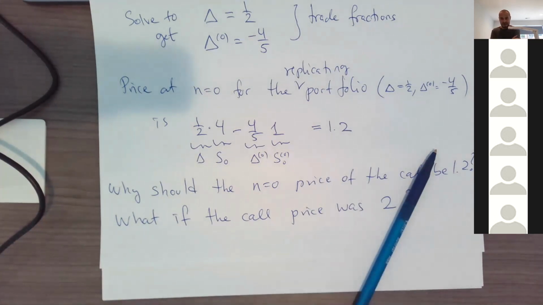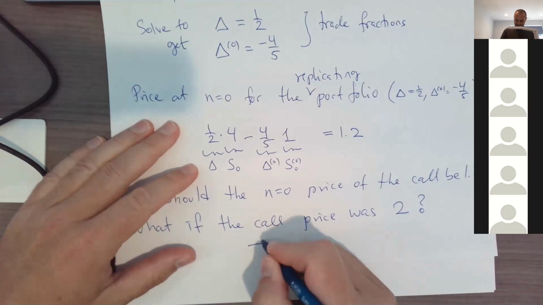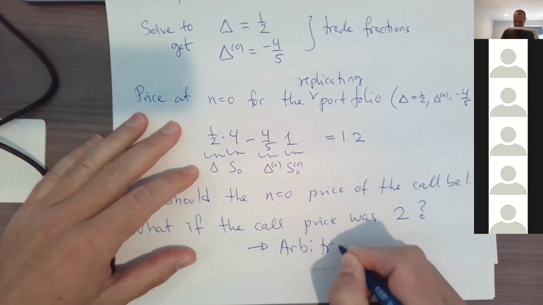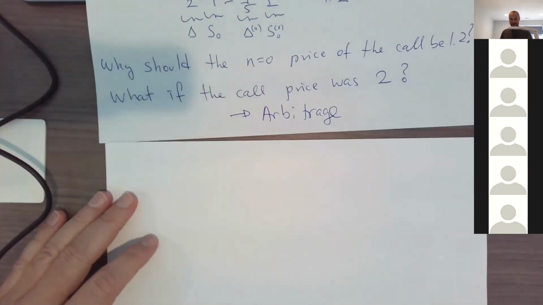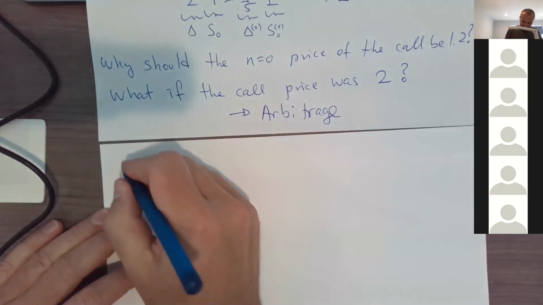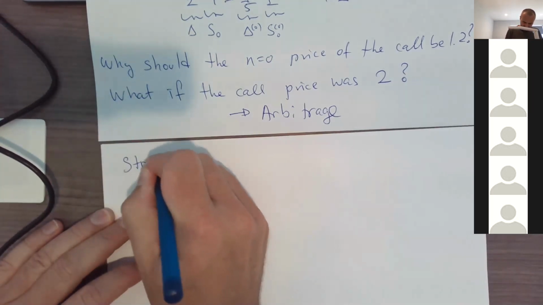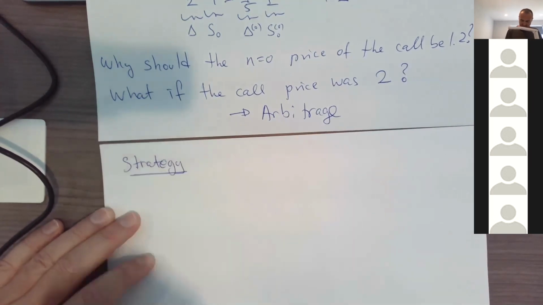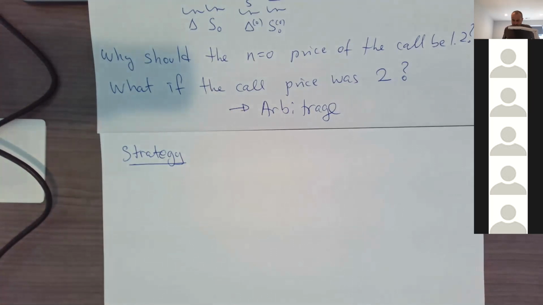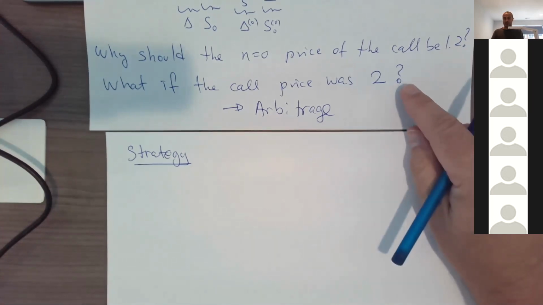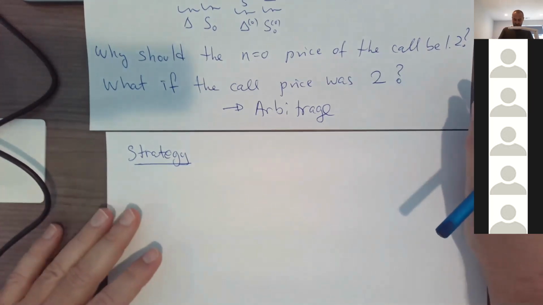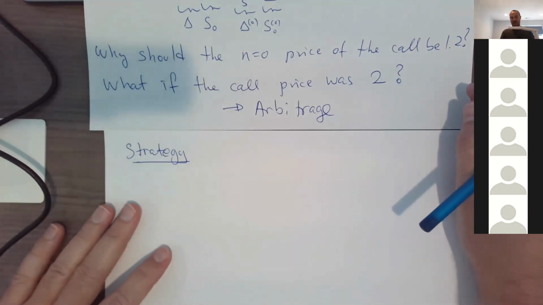So there would be an arbitrage opportunity. Yes, that's right. Well, then there will be arbitrage. And okay, so what's an arbitrage? How would you do this? What would be our strategy? The price of the replicating portfolio is 1.2, the price of the call is 2. Should we buy or sell the call? Should we buy or sell the replicating portfolio?